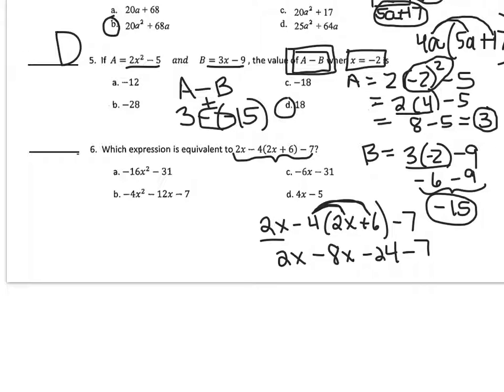That does not appear as an answer choice, so they must have simplified it further by combining like terms. 2x minus 8x is -6x, and -24 minus 7 is -31. And you see the answer is there, choice C.